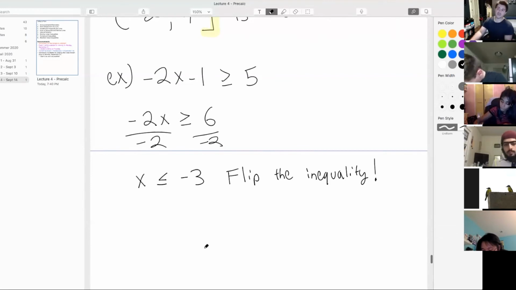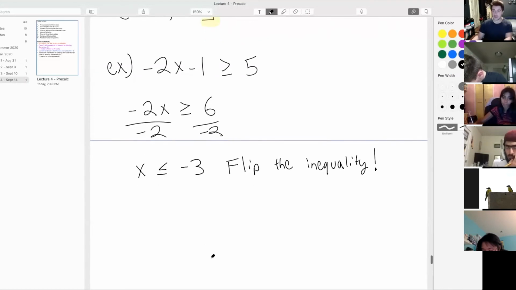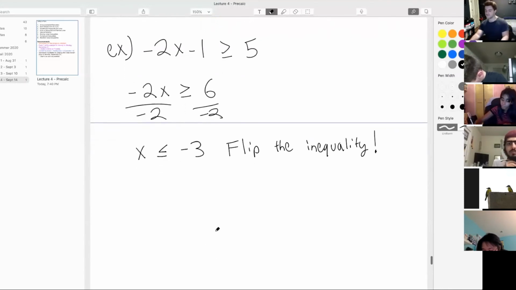Okay, why did I do so? Because I divided both sides by a negative number. All right, I divided both sides by negative 2.